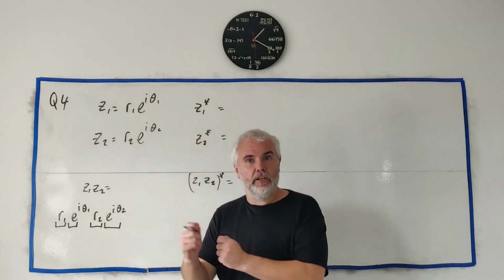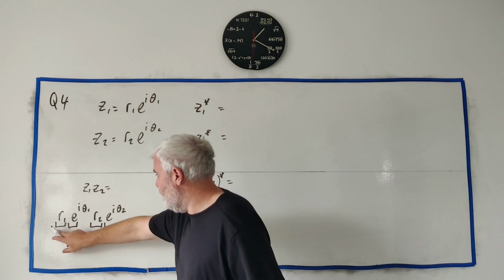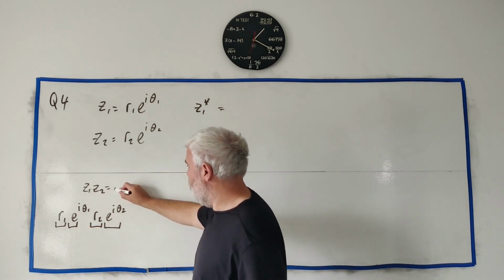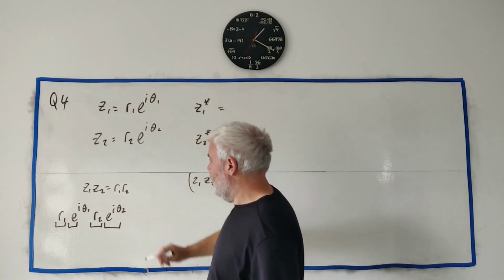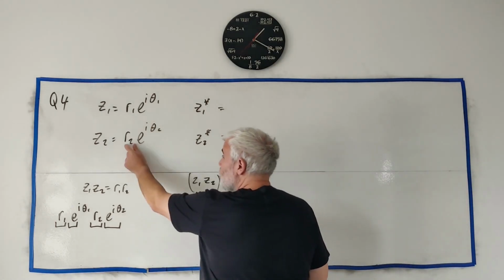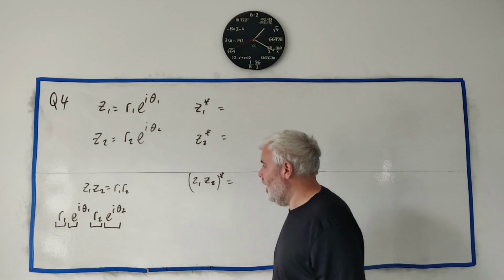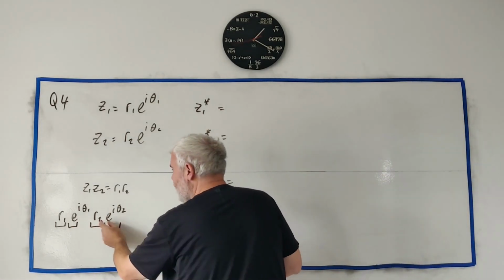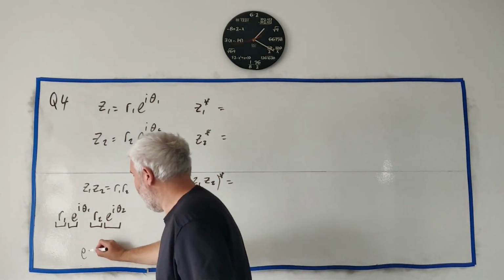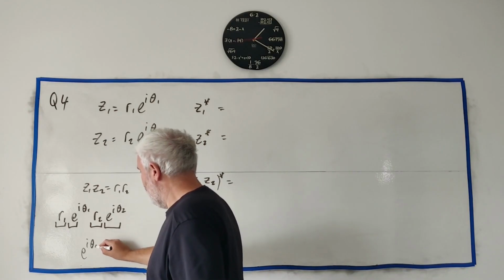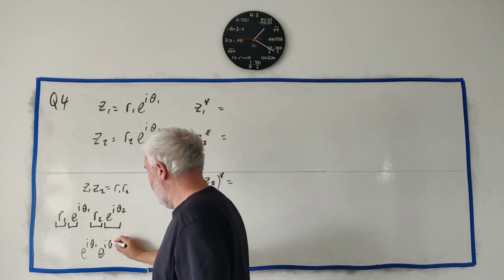Multiply doesn't care. You can rearrange it. So the answer is quite easily R1 times R2. They can be right up front. So whenever you multiply 2 of these, we just multiply this number in the front. That's it for the first part. Next, we have E times E. Let's write that down here. E to the I theta 1, E to the I theta 2.